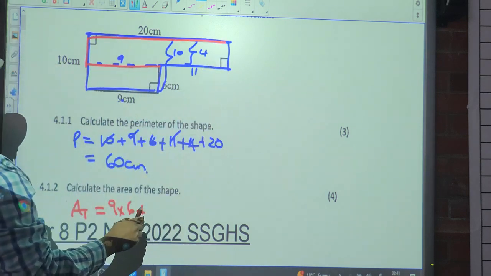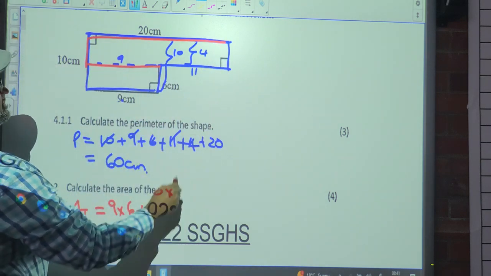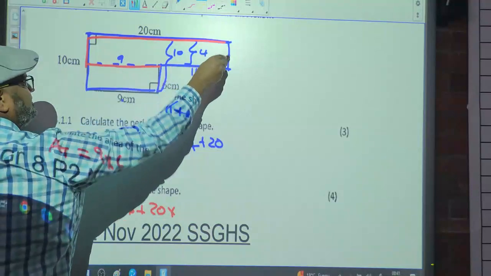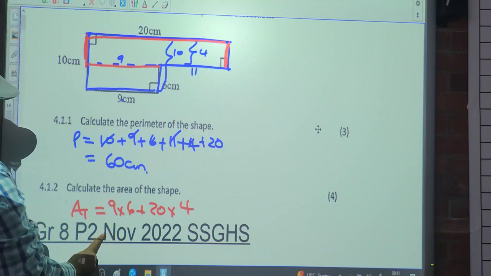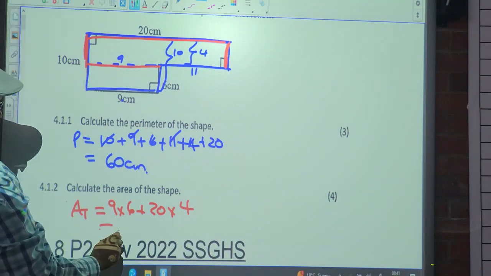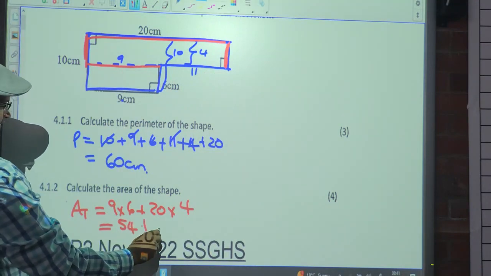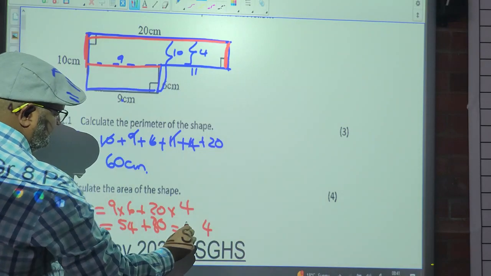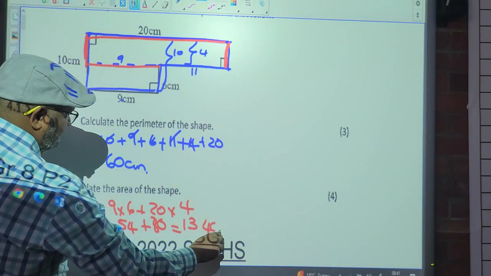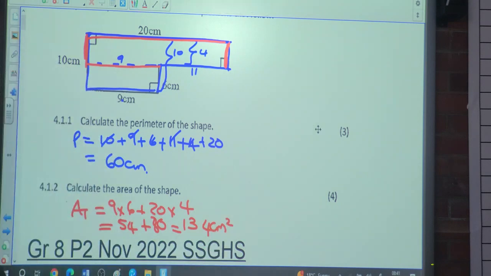Yes, it will be 20 times, not 10. There's only that length here, so it's 4. You guys understand? 9 times 6 is 54 plus 80, which is 134 centimeters. Is that correct?